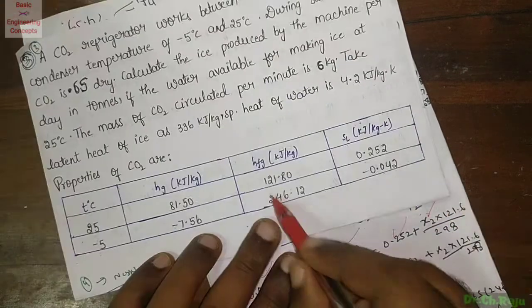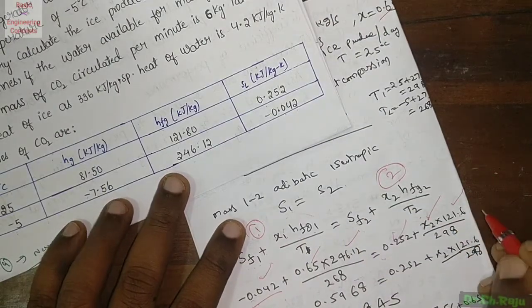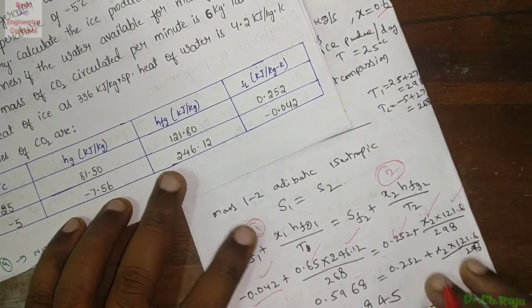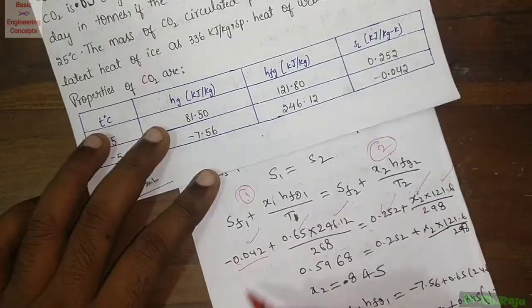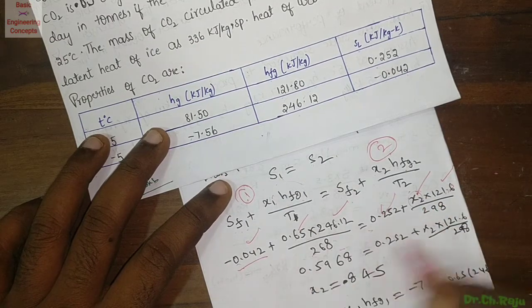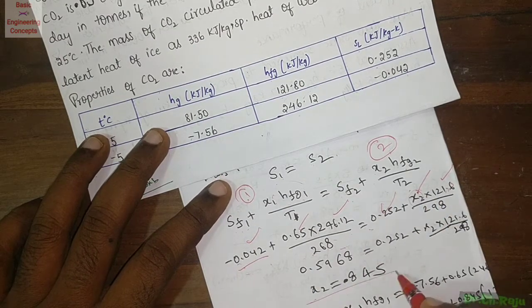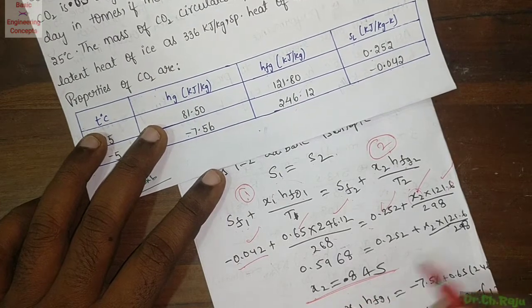This is HFG, which is equal to 121.8 at 25 degrees, that is 298 K. So here all the numerical values are known, and the only unknown is X2. Then, rearranging this equation, you can get the dryness fraction. So the dryness fraction X2 is equal to 0.845.